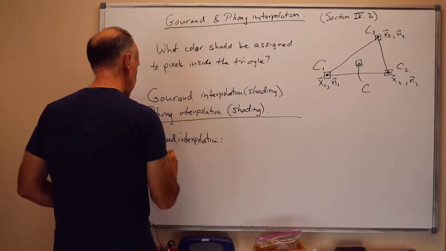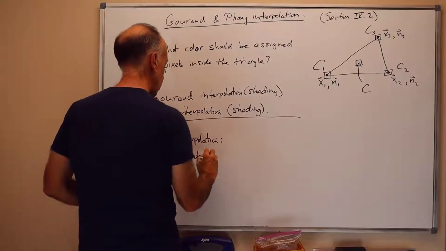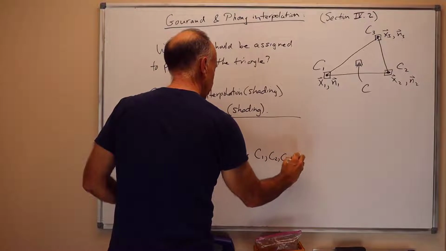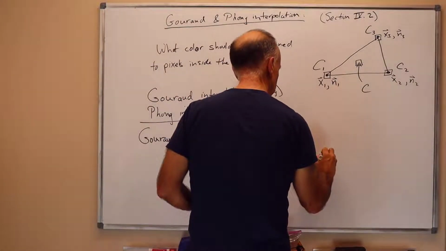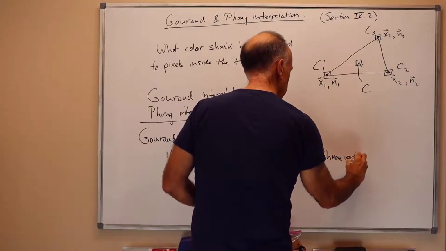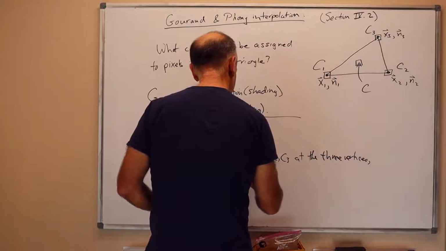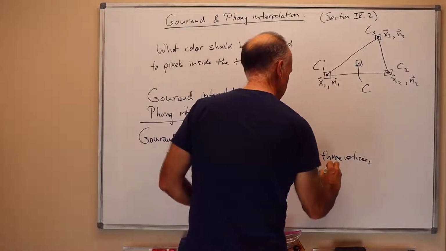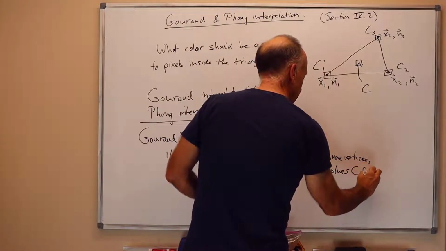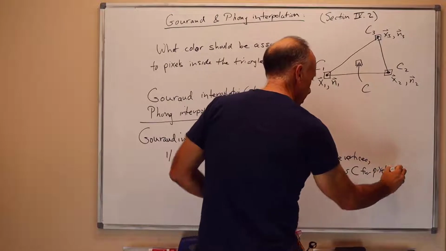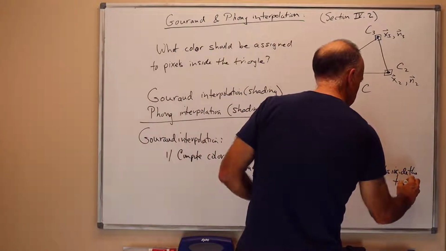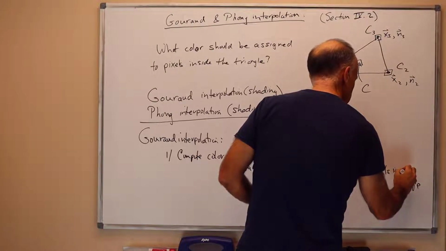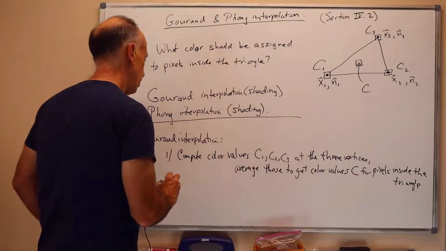So Gouraud interpolation, the general idea is you compute color values C1, C2, C3 at the three vertices. And then average or interpolate or shade those to get color values C for pixels in the middle, pixels inside the triangle. So that's the general idea of Gouraud interpolation.